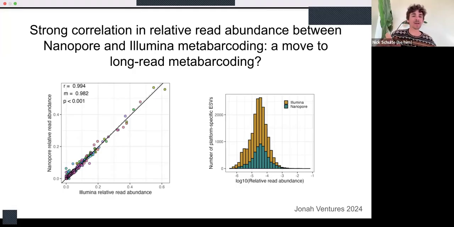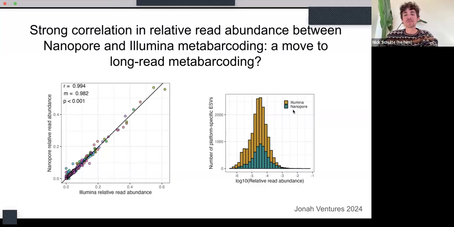But we found that, just looking at those short reads, one of the big things with Nanopore is that it had a higher error rate. But over time, that error rate has gone down. So we're getting more accurate sequences off of the sequencer. It's a lot cheaper to use, a lot more user friendly. And we're getting relative read abundance between Illumina and Nanopore of an incredibly high R squared of 0.98.